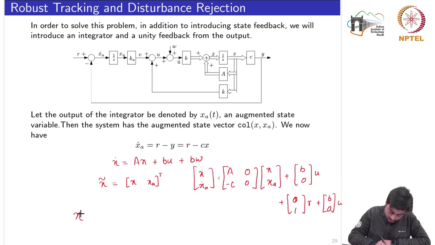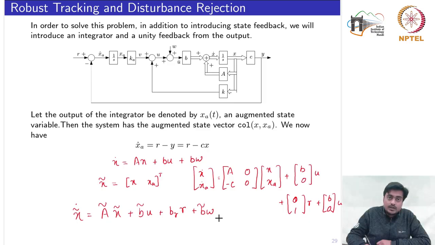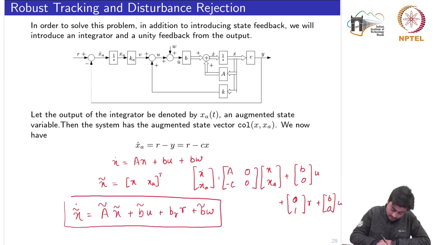This could be written as x tilde dot equals A tilde x tilde plus B tilde u plus the B matrix with respect to r plus B tilde with respect to w. Okay, so this would be the overall plant for which we need to design a robust controller. After including this state, we got this state space system.